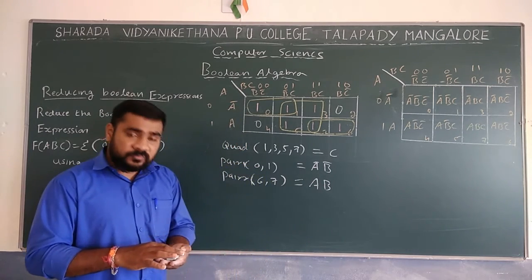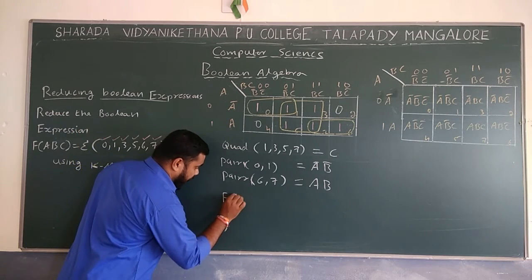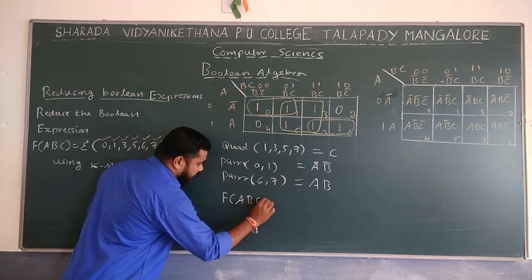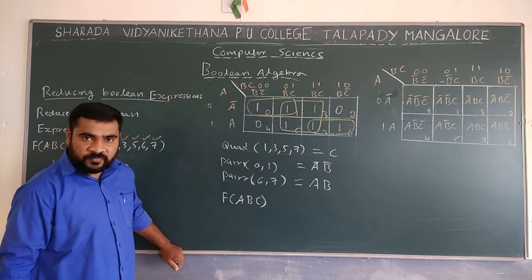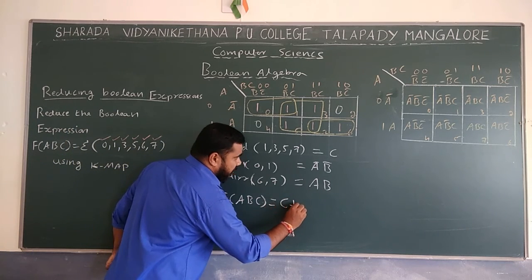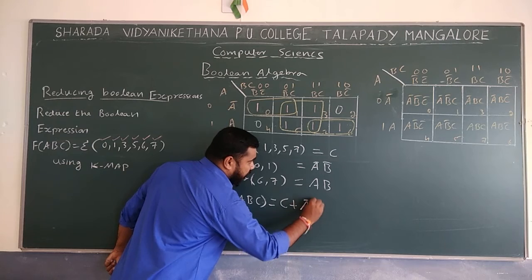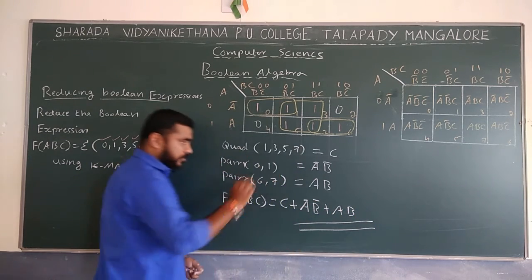After that, we have to write the reduced expression. How can you write the reduced expression? It is f of a, b, c, not a, b, c, d, only 3 variables. F of a, b, c is equal to c plus a dash b dash plus a b. So this is the expression.